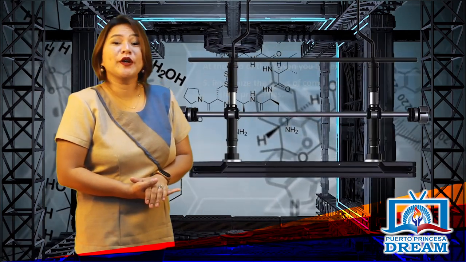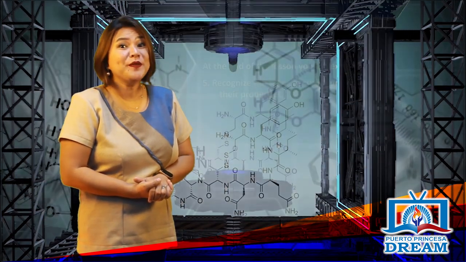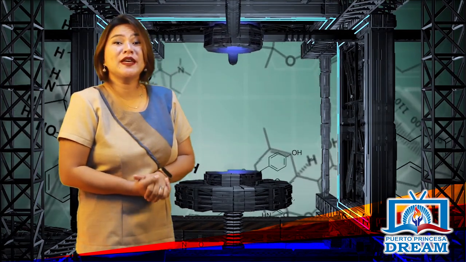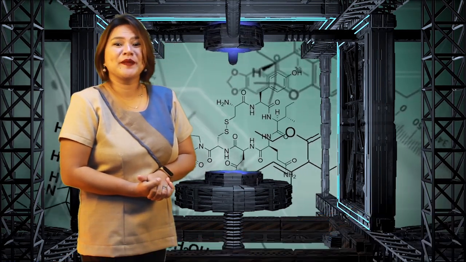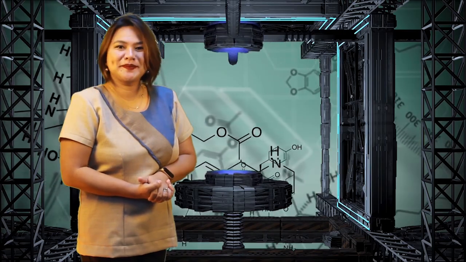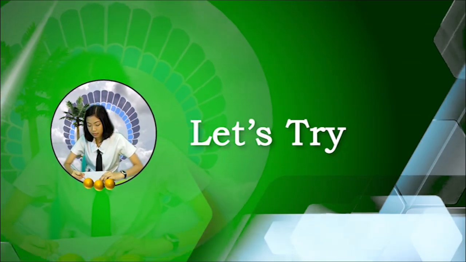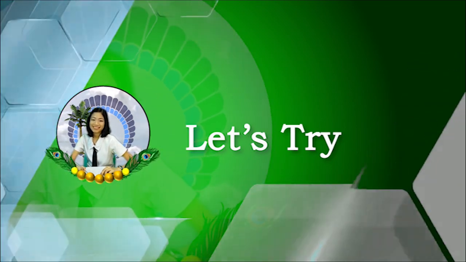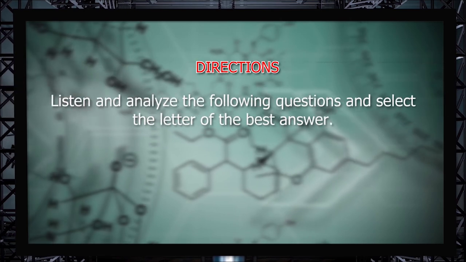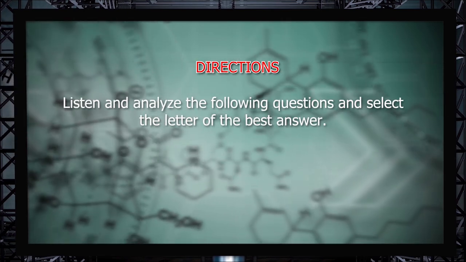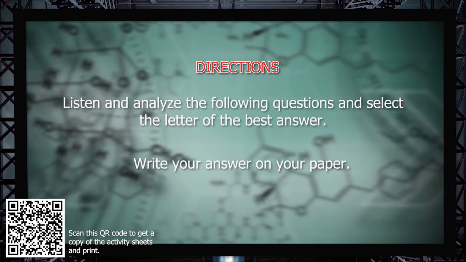To check what you already know about the lesson, let's try this activity. I will show you the question, and you are going to choose the letter of the correct answer from the given options. You are given 5 seconds to answer each question, and when you hear this, that means the time is up. Are you ready? Let's start! Directions. Listen and analyze the following questions and select the letter of the best answer. Write your answer on your paper.